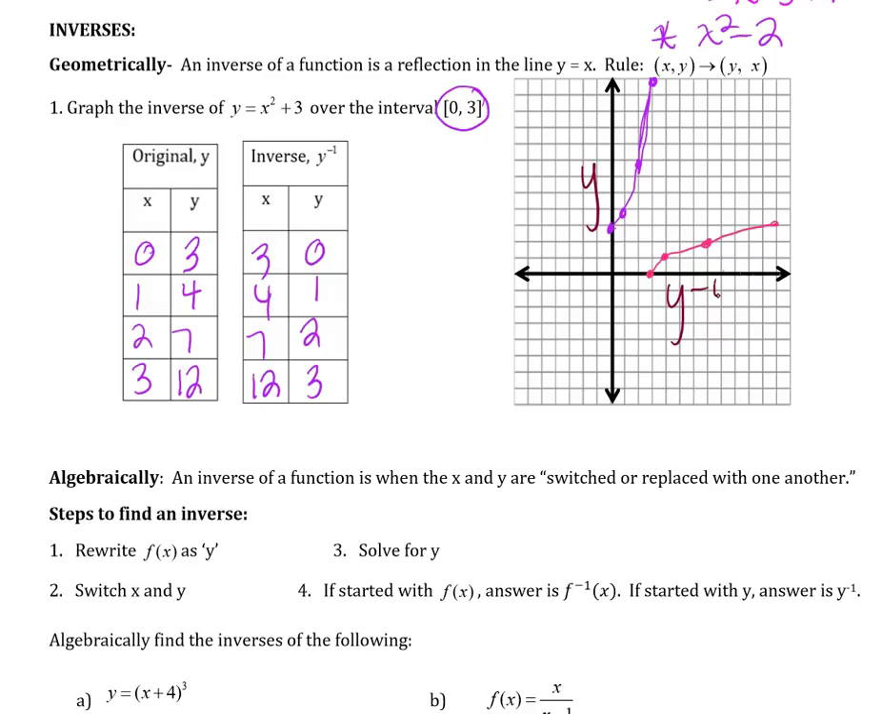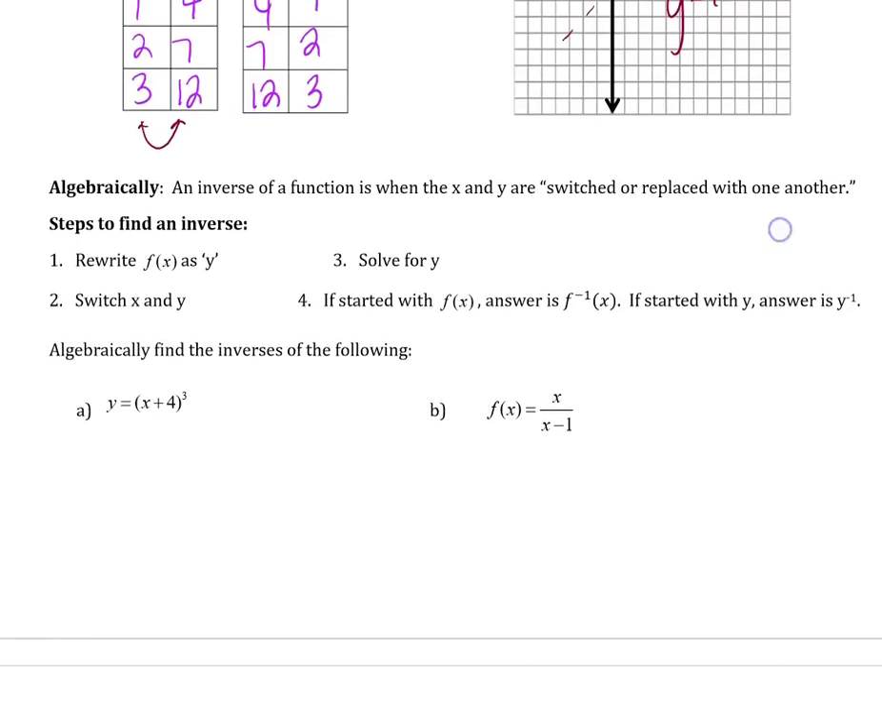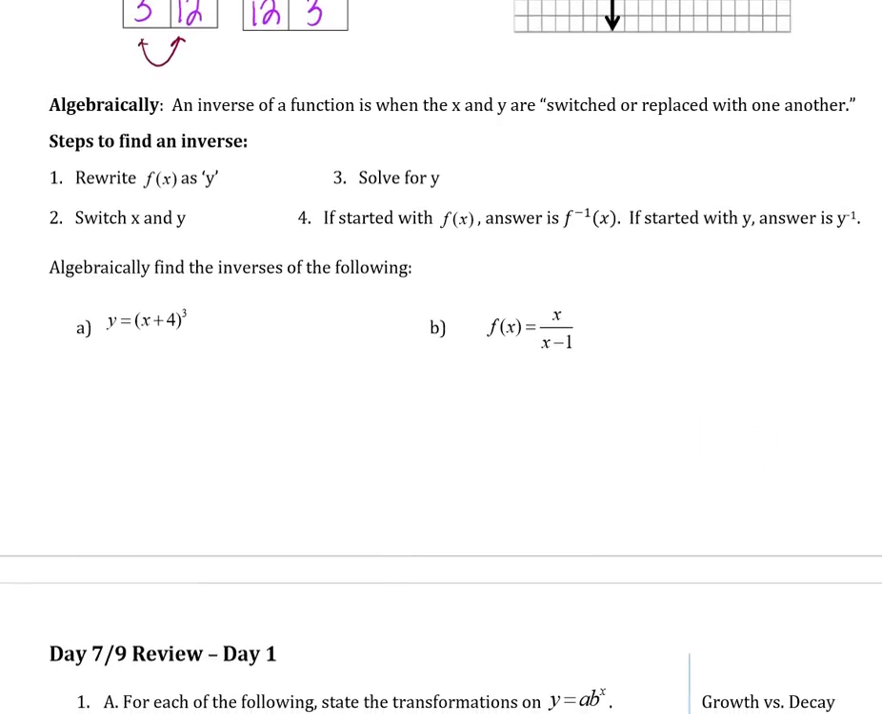What we just did was switched all the x's and y's in the first table to get the second one, which is the same thing as reflecting over the line y equals x. So if I were just to sketch in what that looks like, okay, that's the line that you would be reflecting over.